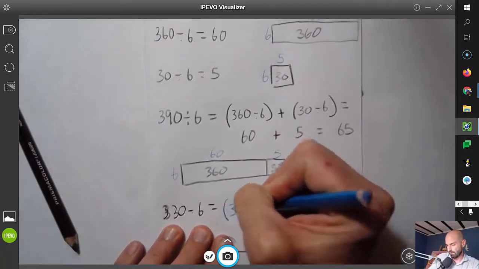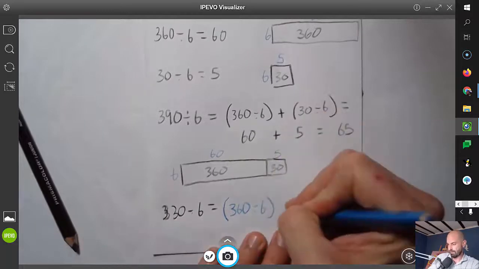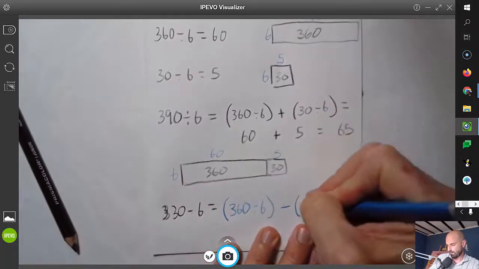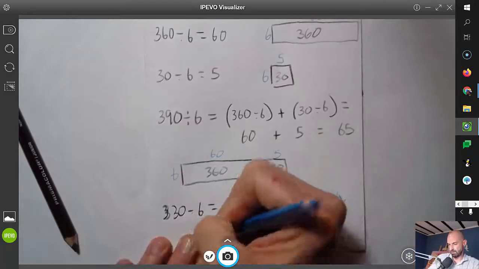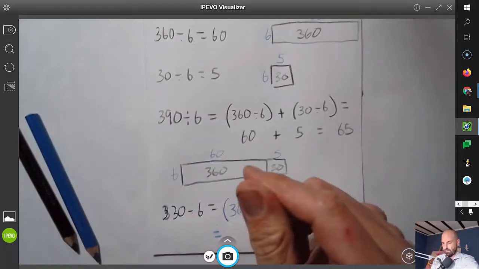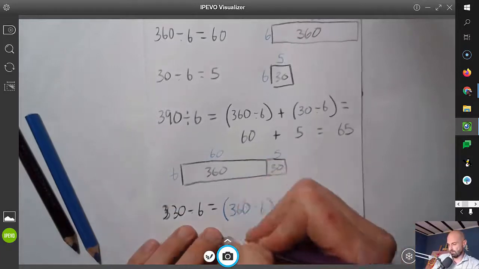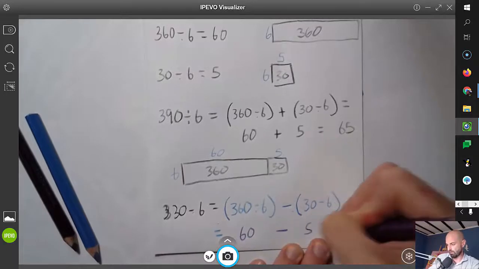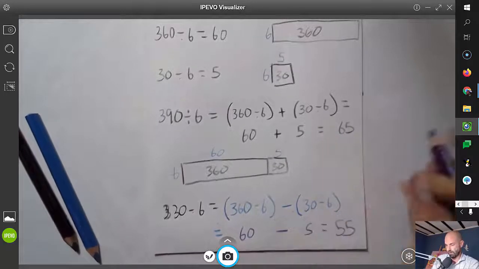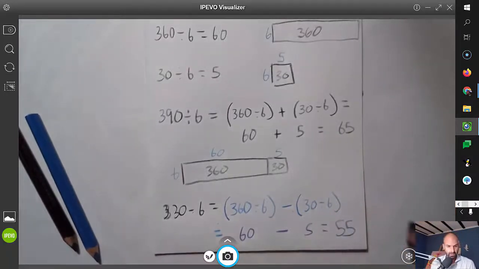How do I do that? Well, I have 360 divided by 6, and I'm going to subtract from that answer 30 divided by 6. And what is that going to get me? Well, when I divide 360 by 6, I know that answer is 60, and I'm going to take away from that 5, which is going to give me 55. So 330 divided by 6 is 55. So what are we doing? We're taking apart numbers to try and find dividends that are simpler to solve.